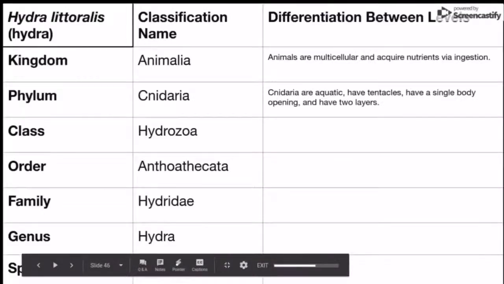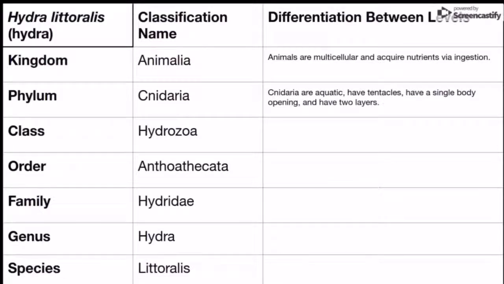Okay, so this organism is the hydra. The classification levels of the hydra are shown. The kingdom is Animalia. The characteristics of this kingdom are animals are multicellular and acquire nutrients via ingestion. The phylum of hydra is Cnidaria. Cnidaria are aquatic, have tentacles, have a single body opening, and have 2 layers.